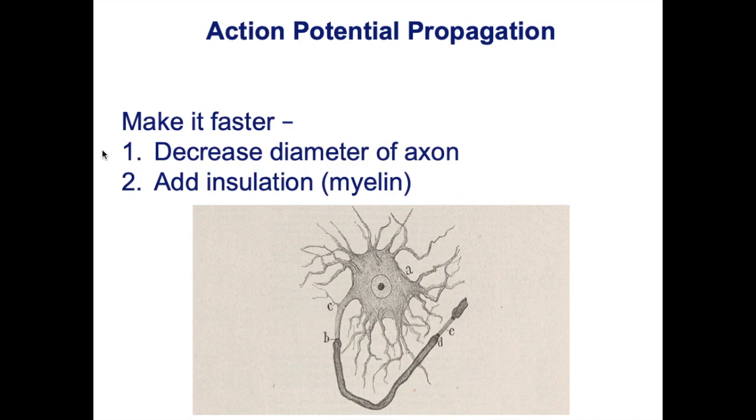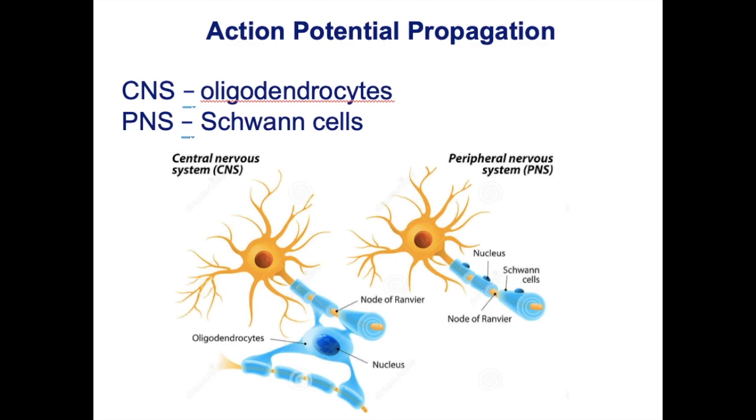So to make the action potential faster, when you have to send information from your spinal cord all the way down to the tip of your toe in a single axon, the strategy that's used in mammals is to decrease the diameter of the axon and also to add insulation or myelin. As I mentioned, oligodendrocytes make myelin in the central nervous system, and Schwann cells make it in the peripheral nervous system. Remember, the central nervous system is the brain, spinal cord, and the optic nerve and the retina. The peripheral nervous system is everything else.